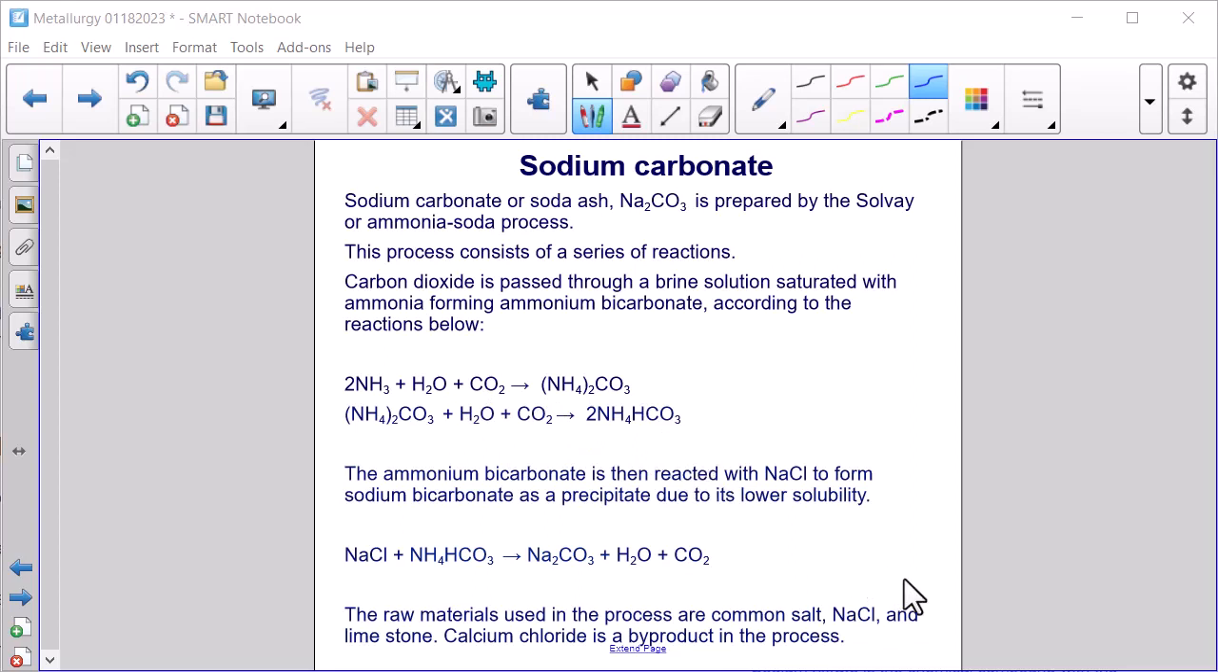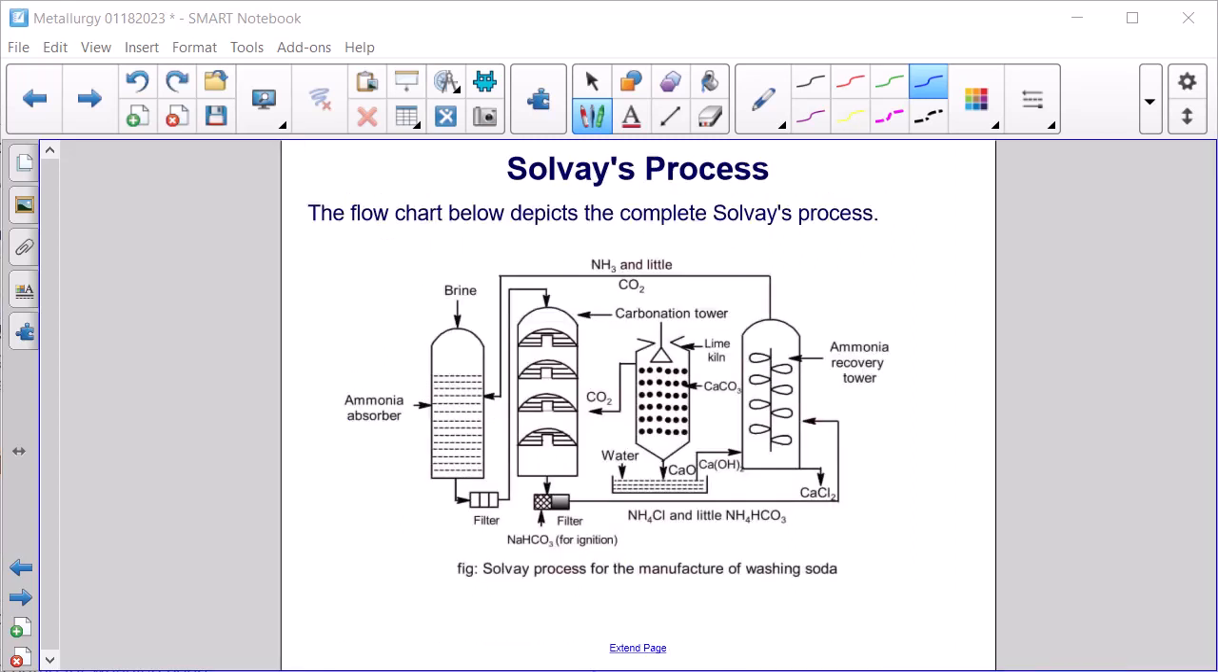The ammonium bicarbonate is then reacted with sodium chloride to form sodium bicarbonate as a precipitate due to its lower solubility. The raw materials used in the process are common salt, NaCl, and limestone. Calcium chloride is a byproduct in the process. This flow chart below depicts the complete Solvay's process, the series of steps for the manufacture of washing soda, or sodium carbonate.